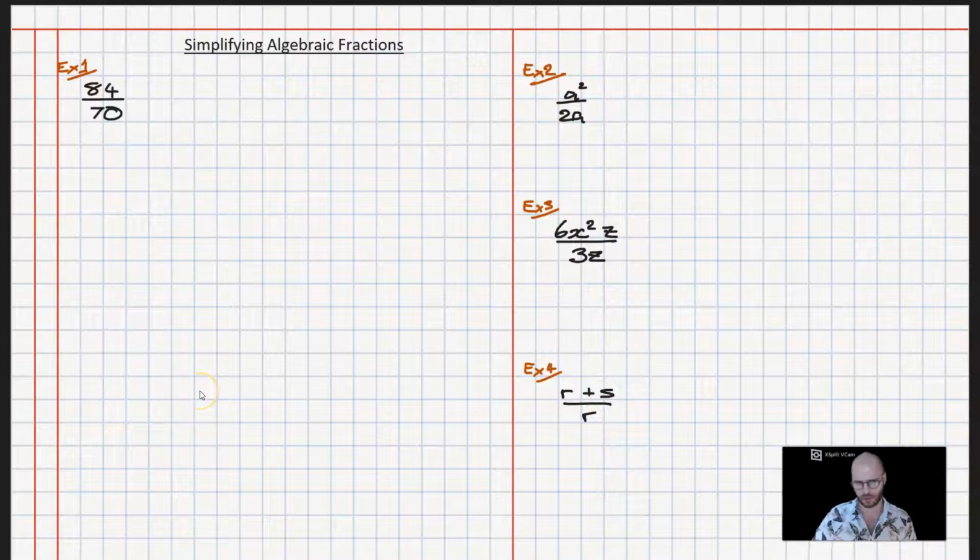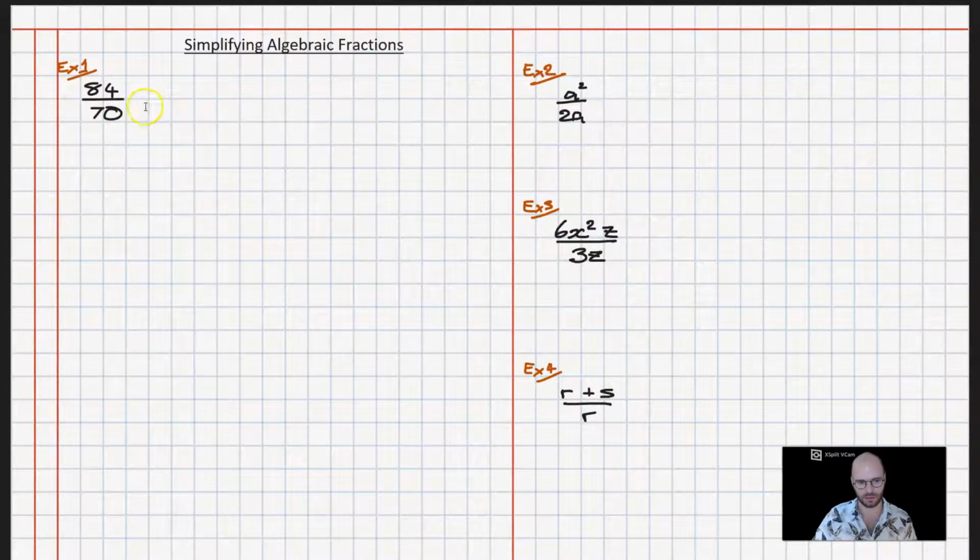In this video, I'm going to show you 4 examples of how we can go about simplifying algebraic fractions. Now, looking at example 1 here, we have a fraction that doesn't actually involve any algebra at all. We're going to start off with this one because it's going to set the foundation for how we go about simplifying fractions that actually involve algebra. So, looking at this, we have 84 over 70. Our objective here is to re-represent this fraction using the smallest numbers possible.